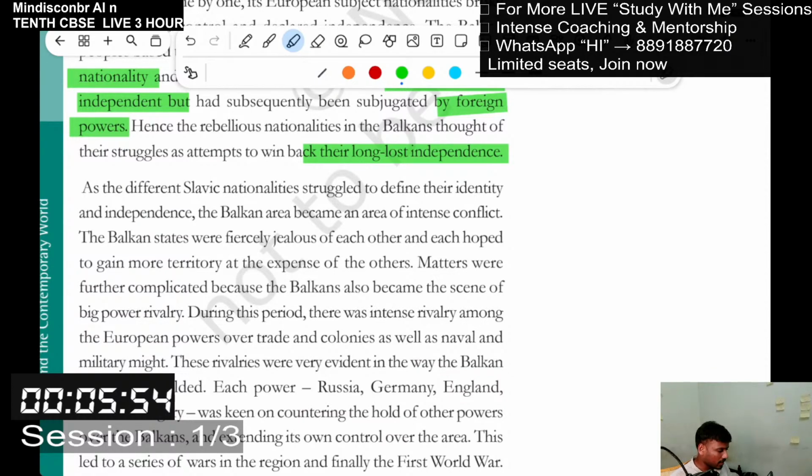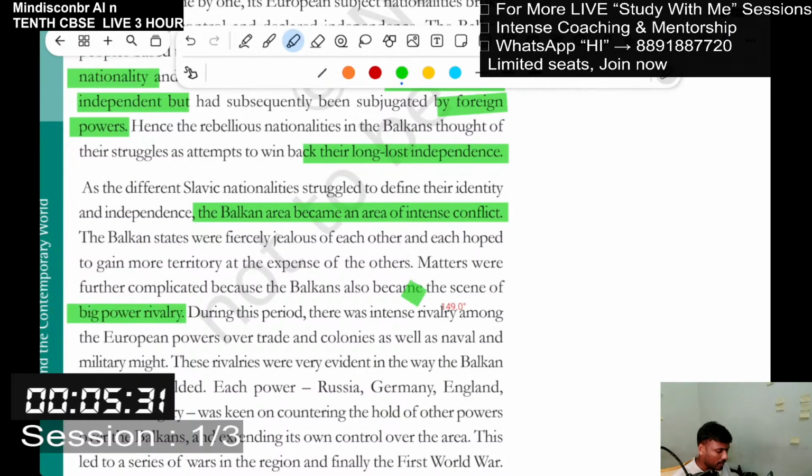And as the different Slavic nationalities struggled to defend their identity and independence, the Balkan area became an area of intense conflict. The Balkan states were fiercely jealous of each other and each hoped to gain more territory at the expense of others. Matters were further complicated because the Balkans also became the scene of big power rivalry.